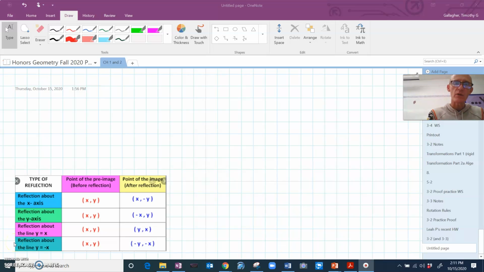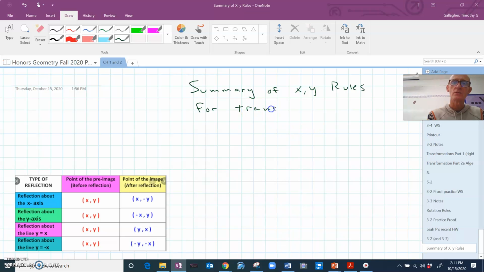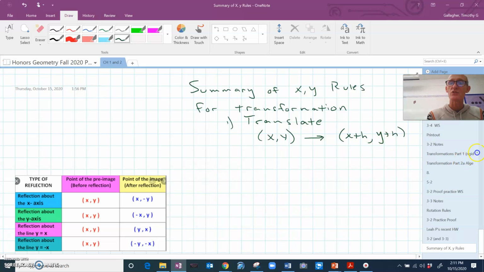Okay, so this is a summary of XY rules for transformations. There are 4 transformations. The first one is a translation, or a slide. And that's when (x, y) goes to (x plus h, y plus h), where h equals the slide amount.